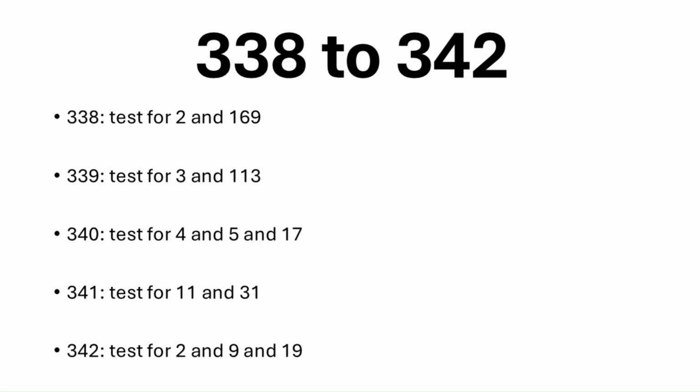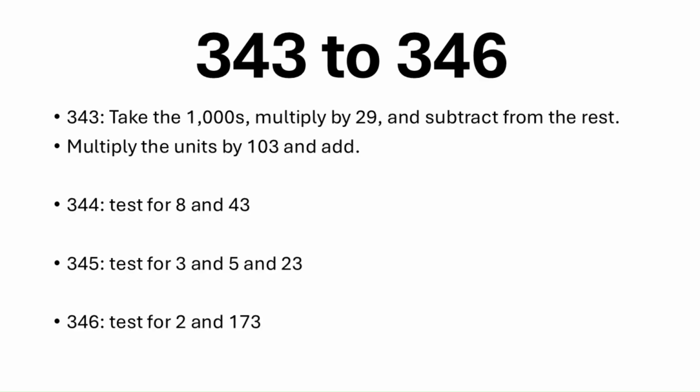342, test for 2 and 9 and 19. 343, take the 1000s, multiply by 29, and subtract from the rest. Multiply the units by 103 and add. 344, test for 8 and 43. 345, test for 3 and 5 and 23. 346, test for 2 and 173.